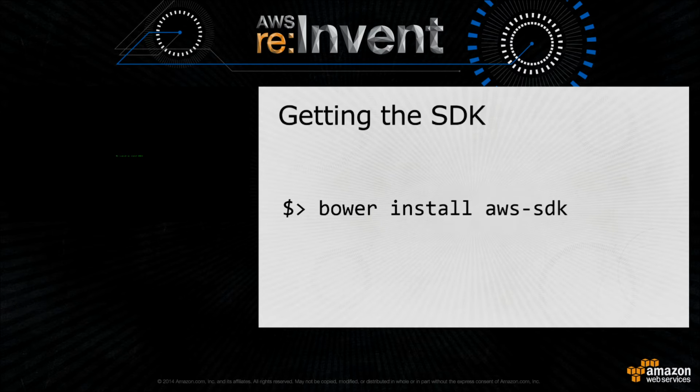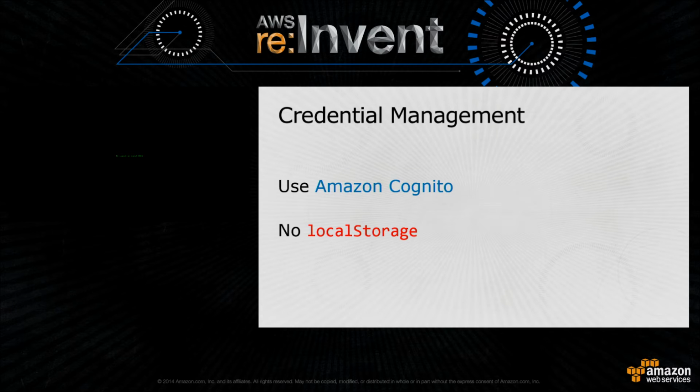The first of them is the way you would include the SDK itself in your web application. We recommend that you use Bower, which is a package manager for the web. It is analogous to NPM for Node.js. There are also several other ways in which you can download and include the SDK with your web application, and these are documented in our developer guide online. We also recommend that you use Amazon Cognito to manage identity and credentials in your web application.